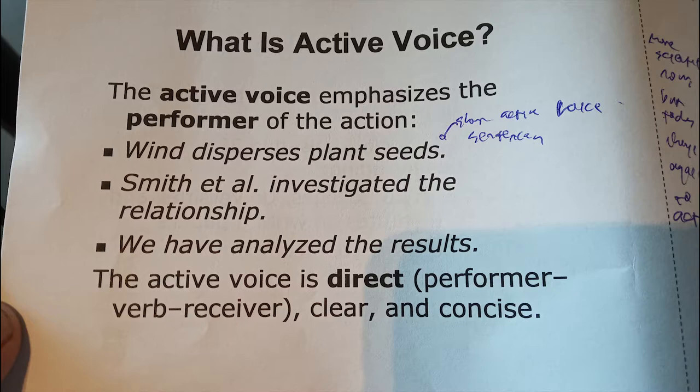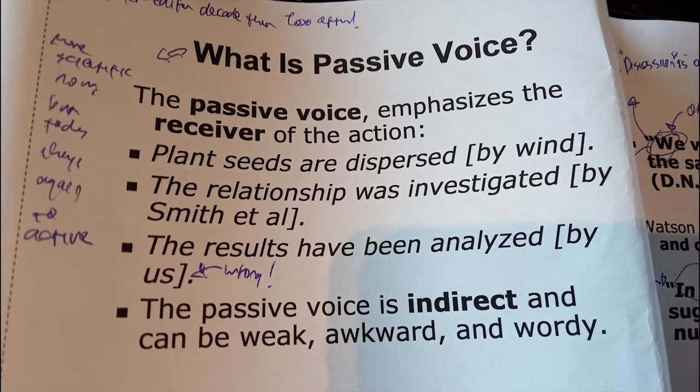Plant seeds are dispersed by wind. Notice, in a passive sentence, sometimes I can have no subject. It's possible to drop out the by wind, right? It's possible to have a missing subject. This is one serious problem with the passive voice. Many times, I don't know what the subject is because maybe the author forgot to put it in, or the author hid it. So often with a long passive sentence, I have to read the sentence several times. First time to find the subject, second time to try to decode what the subject is doing. So that's one reason why active voice is much clearer.